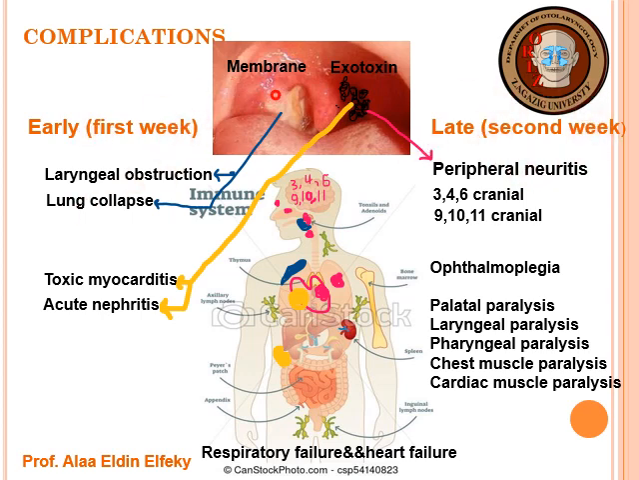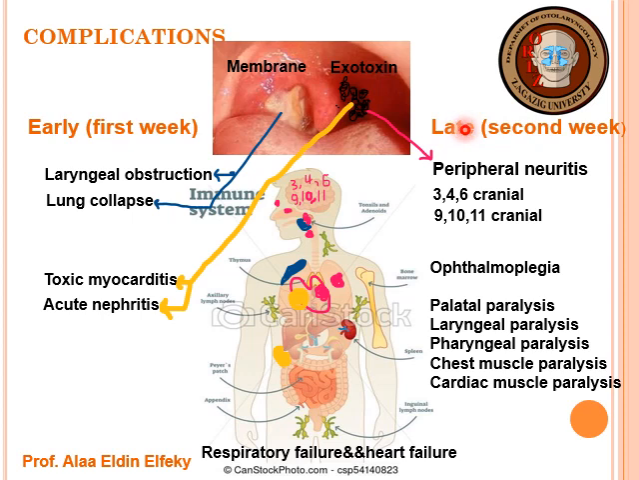In the first week, the membrane, by extension, may cause laryngeal obstruction, and by inhalation, lung collapse. The exotoxin may cause toxic myocarditis or acute nephritis.